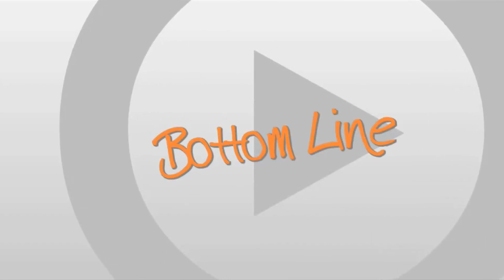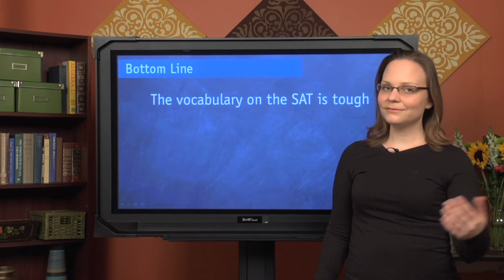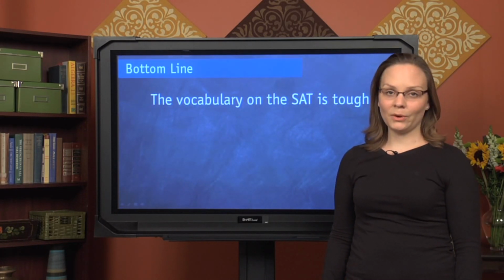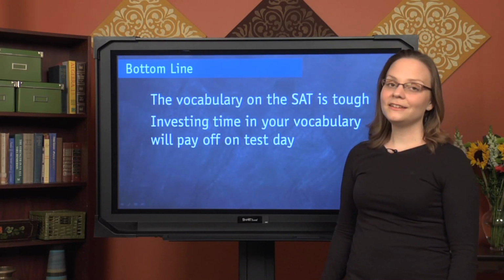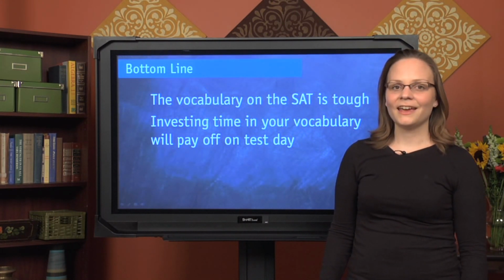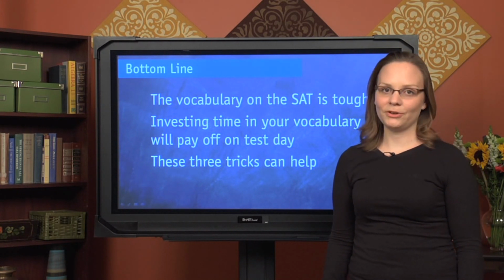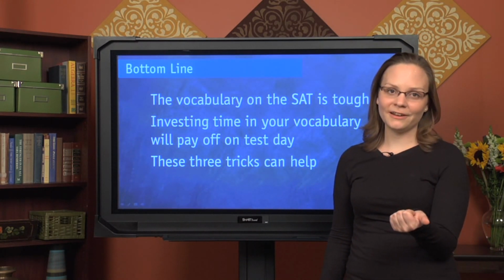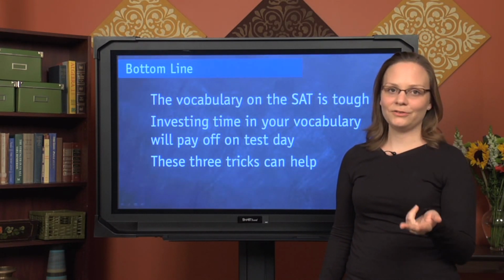Let's do a wrap-up. So bottom line, vocabulary study is pretty straightforward. The vocabulary on the SAT is tough, but studying has a good payoff that's guaranteed, and we went over 3 tricks to help you. Using your foreign language experience, using imagery, and using mnemonics.